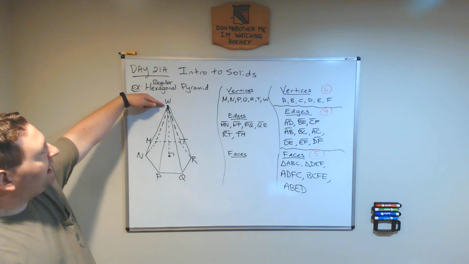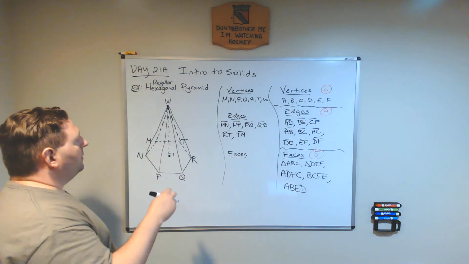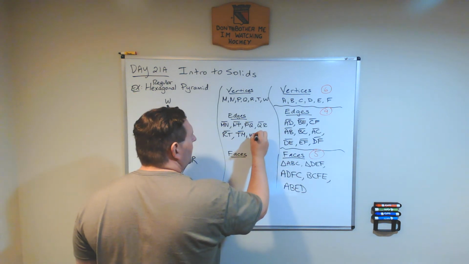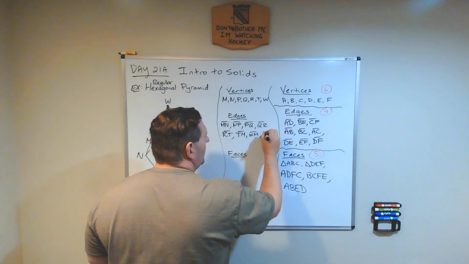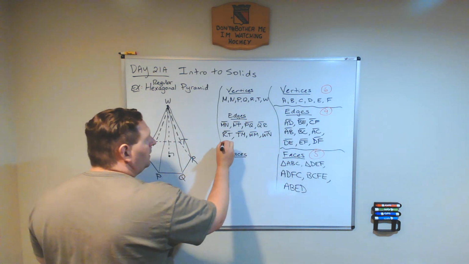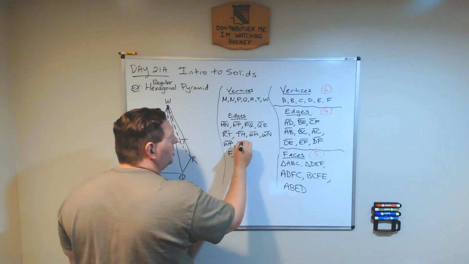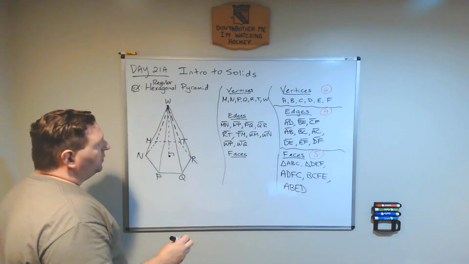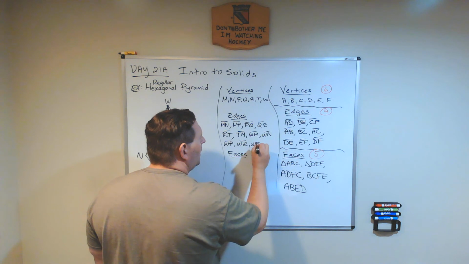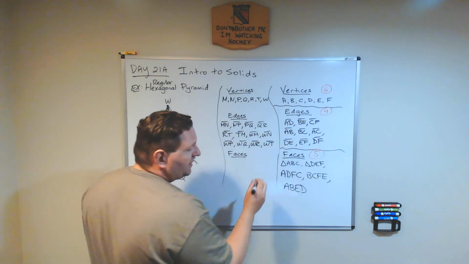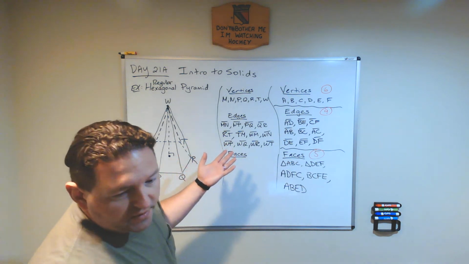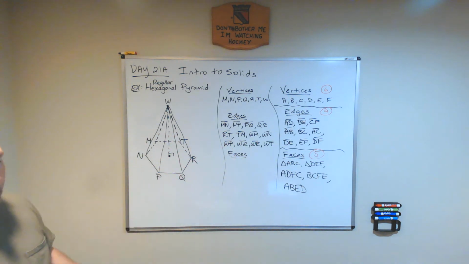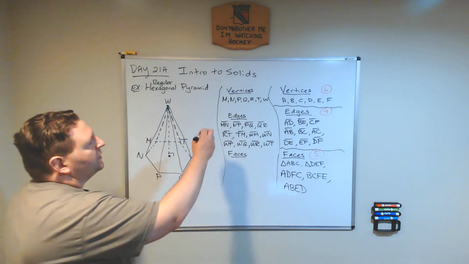And now I have every edge coming from W. So WM, WN, WP, WQ, WR, WT. It's time consuming to write it out. You are going to have problems like this on your assessment. Right? Not a whole bunch, but you need to be able to do this.